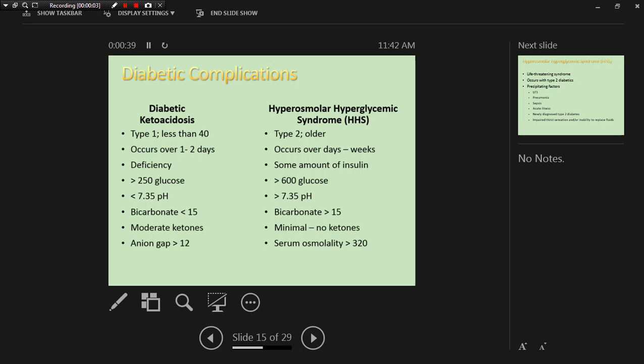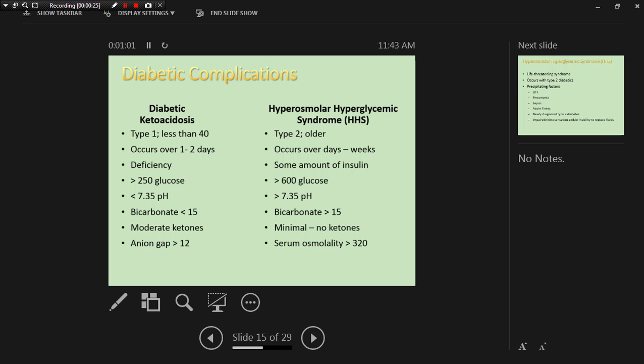All right, so this is a quick voiceover over the remaining part of the lecture from DKA and HHS that we didn't get to in class on Wednesday. So if we did a comparison between DKA and HHS, remember DKA more commonly occurs in patients who are type 1 who have an absolute deficiency in insulin.